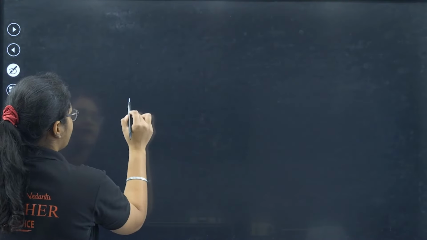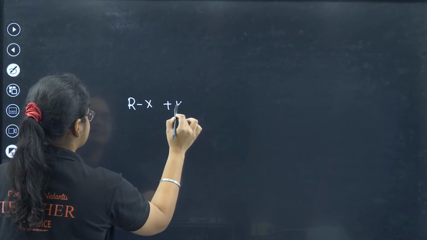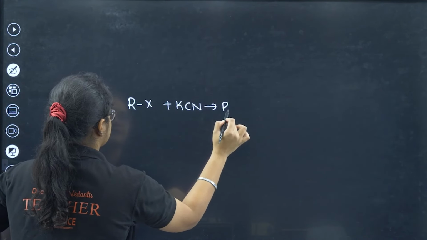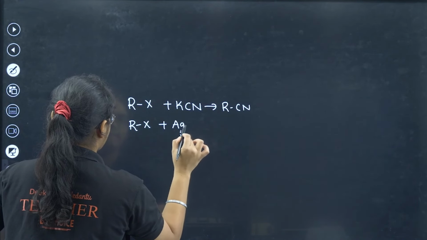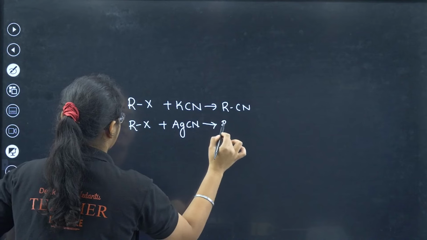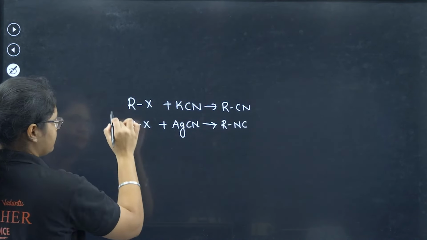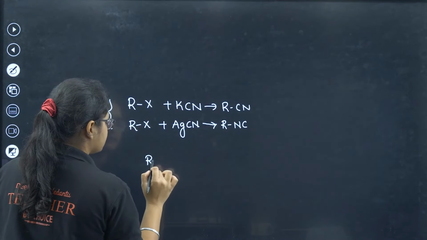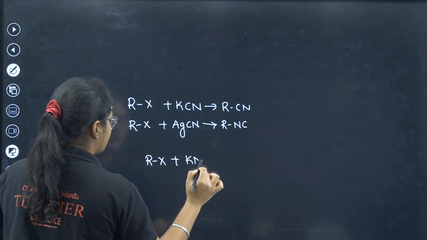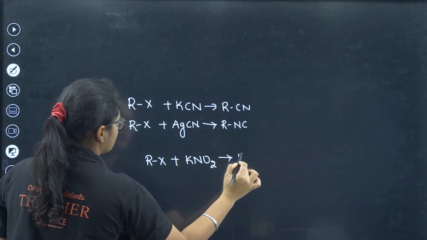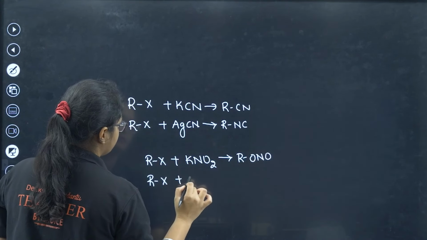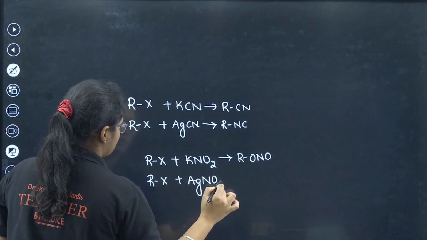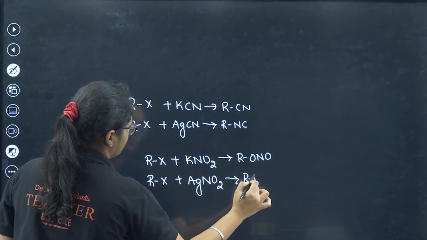Okay, I'll just repeat this clearly. So if I have RX, and if I take KCN, the product I will get is RCN. If you have RX and if you take AgCN, then you will get RNC. That's the first thing you have to remember. Next, if I have RX and if you take KNO2, you will get RONO. And if you have RX and you treat it with AgNO2, then you will get RNO2.